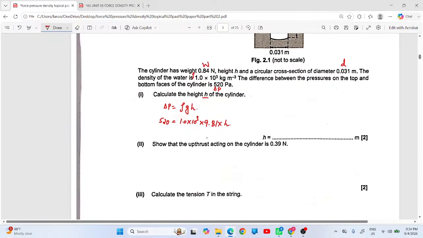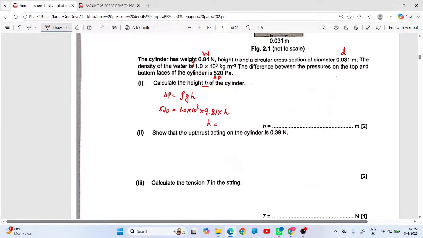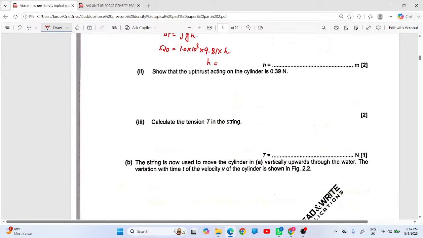H equals 0.053 meters. Show that the upthrust acting on the cylinder is this. What is the formula of upthrust?